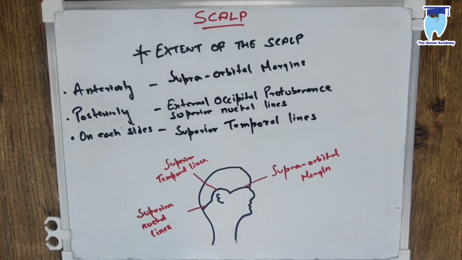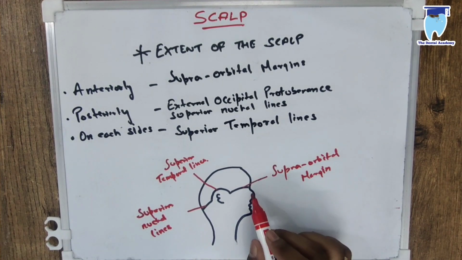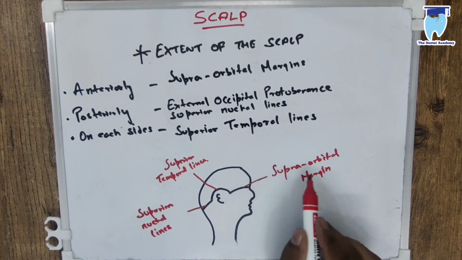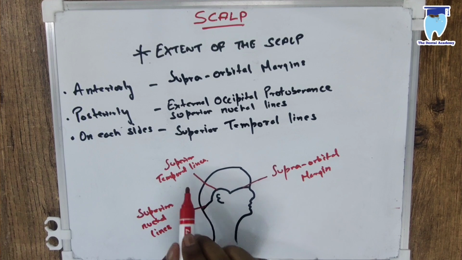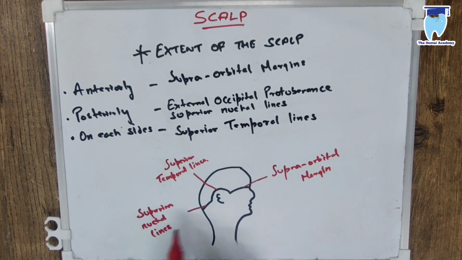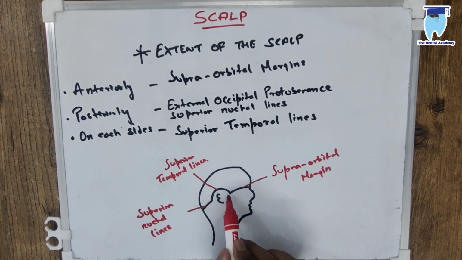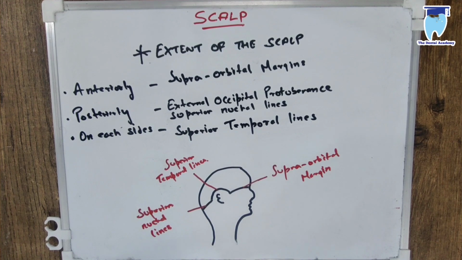Here you can easily see that anteriorly this part has the supraorbital margin. Here, where the temporal bone is located, has the superior temporal lines, and on the occipital bone on the posterior side you have the superior nuchal lines. So this is the entire extension of the scalp in our body.